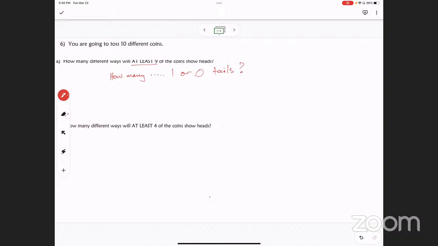So how many ways can you get exactly 1 tail? You mean like how many times do I have to flip it? Yeah, let's see. You're going to toss 10 different coins. How many ways can you get exactly 1?